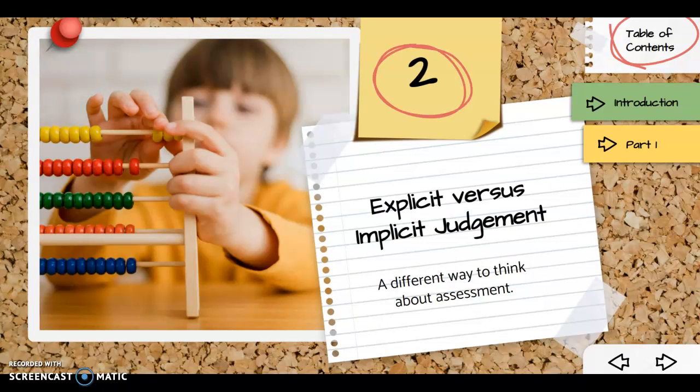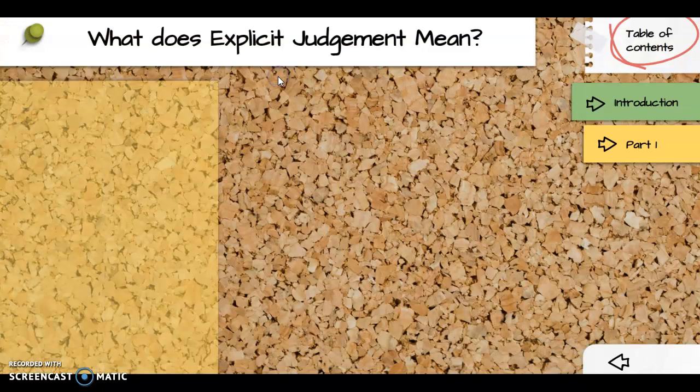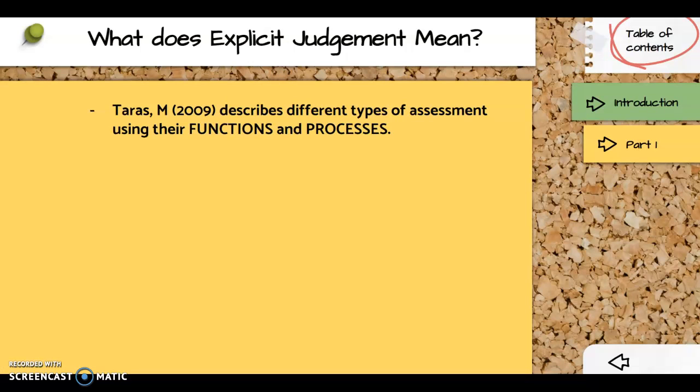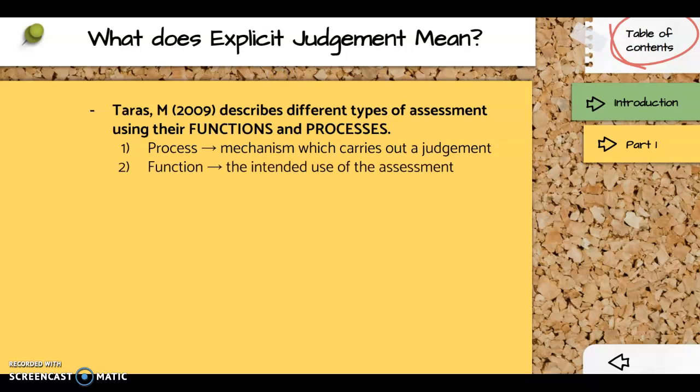First, let's look at the idea of judgment being explicit and implicit. One author describes the different types of assessment using their functions and processes. The process of assessment refers to the mechanism that carries out a judgment. The function of an assessment is the intended use of that assessment. Using the example of a pop quiz, the process is simply grading the quiz according to the key, and the function could be so that the teacher will see how the students are doing.